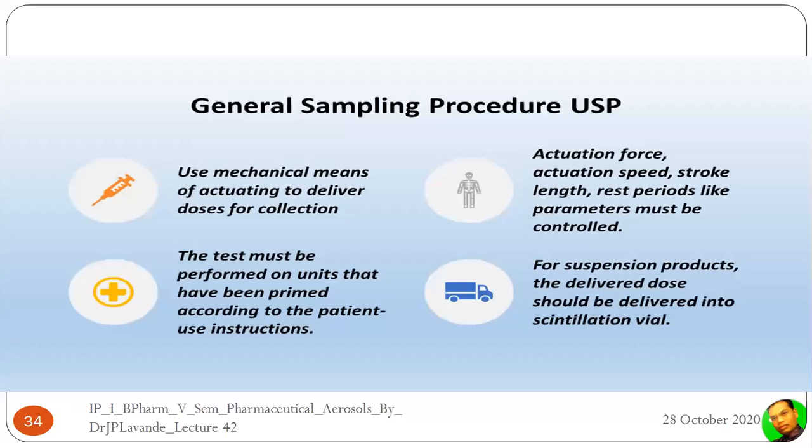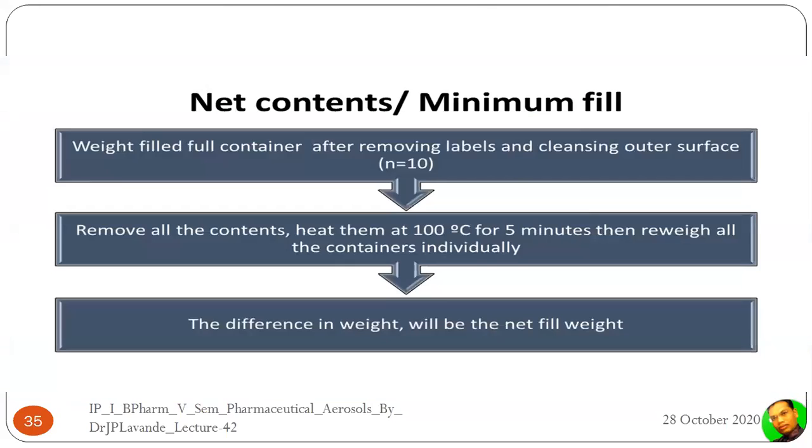The test must be performed on units that have been primed according to the patient use instructions. So whatever instructions are given in the leaflet, the test should be carried out in accordance with them. For suspension products, the delivered dose should be delivered into a scintillation vial, the special type of vial used to carry out the evaluation.